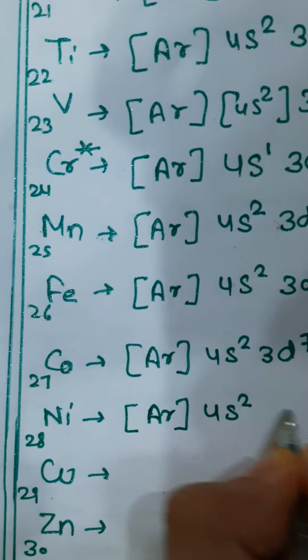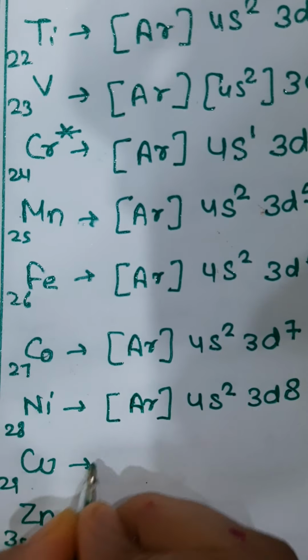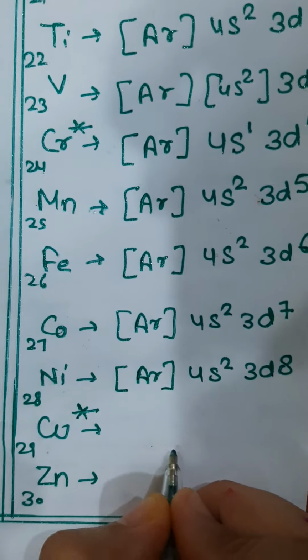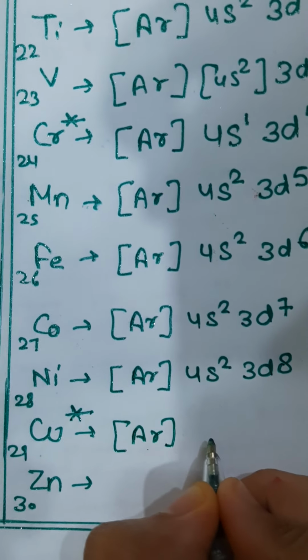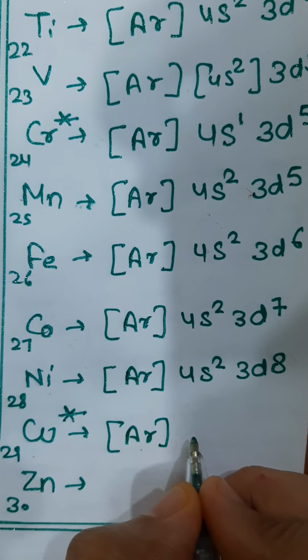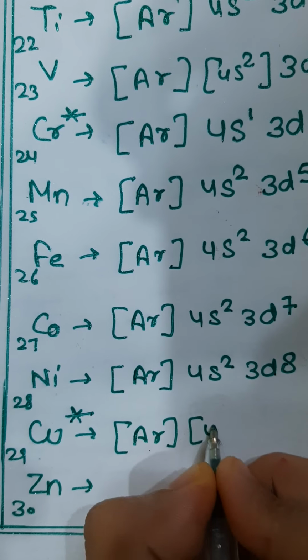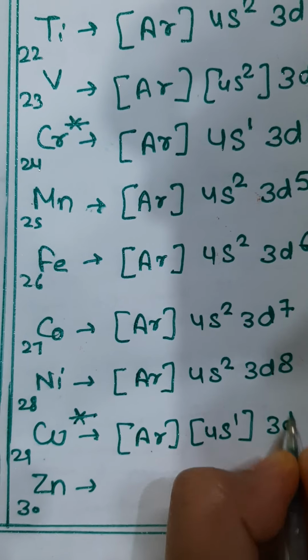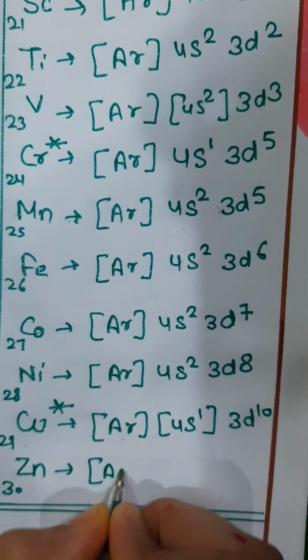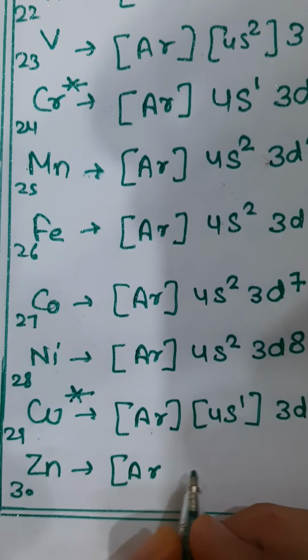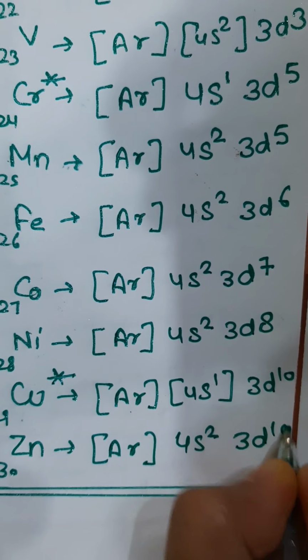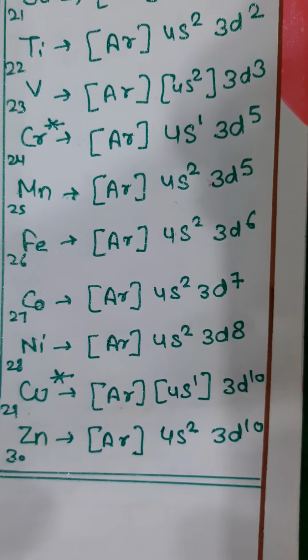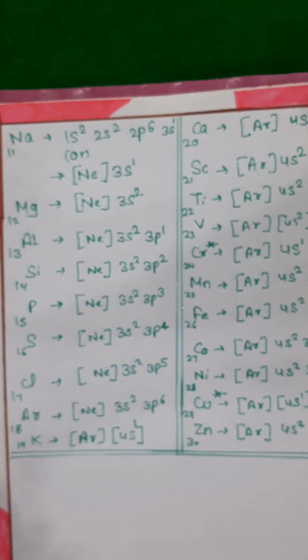18 and to 28, and copper is also our exceptional case student. 18, 4s1 and 3d10. Last is our zinc. 18 and 2 is 20 and 10 is 30. So in this way you can fill the electrons in the different orbitals in the different elements.